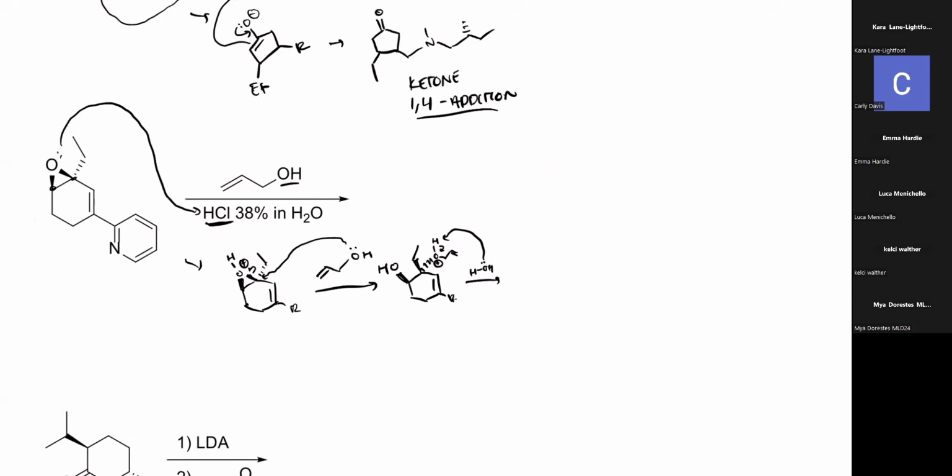So I'm going to redraw this whole thing. And this OH is still on a wedge. The epoxide oxygen always stays on a wedge.